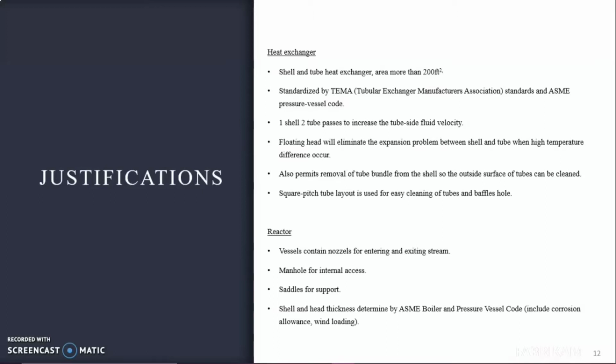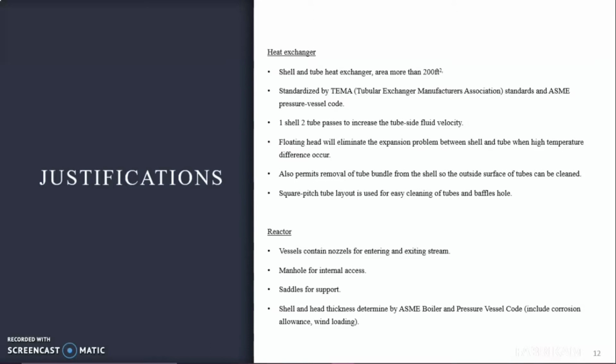We are using 1 shell, 2 tube passes to increase the tube side fluid velocity. We are using the floating head to eliminate the expansion problem between shell and tube when a high temperature difference occurs. It will also permit removal of the tube bundle from the shell so the outside surface of the tubes can be cleaned. The square pitch tube layout in this design is used for easy cleaning of tubes and baffle holes because in the heat exchanger the probability of leaking will occur.